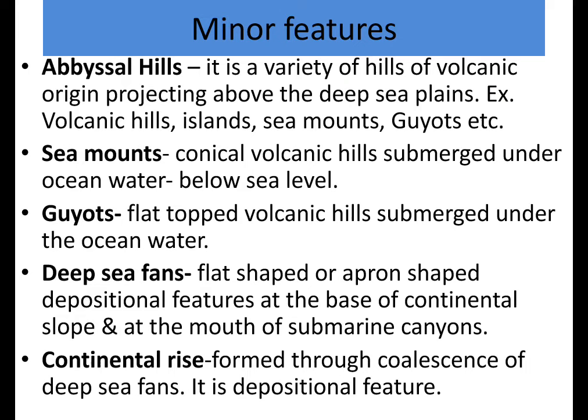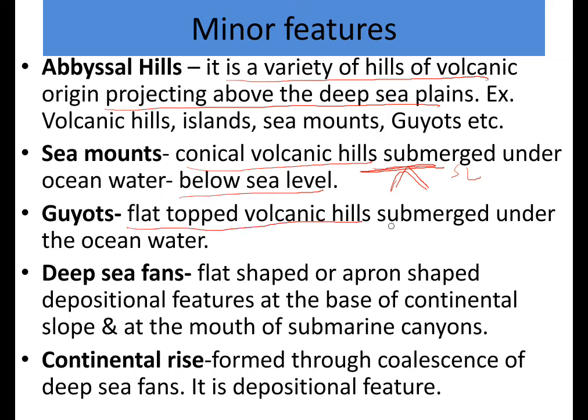Minor features: abyssal hills are a variety of hills of volcanic origin projecting above the deep sea plains. Examples: volcanic hills, islands, seamounts and guyots. Seamounts are conical volcanic hills submerged under the ocean water, below the sea level. Guyots are flat-topped volcanic hills, also submerged under the ocean water. This is the sea level, and these are also submerged.